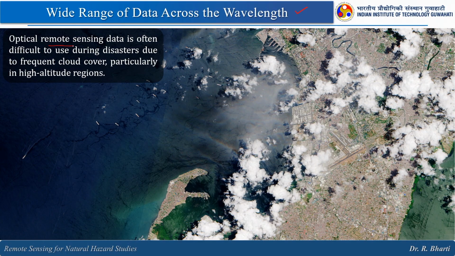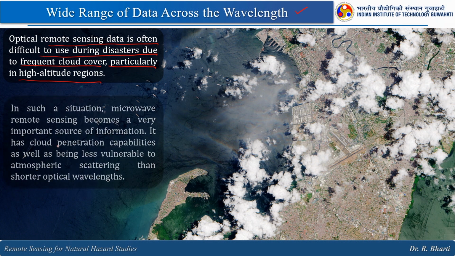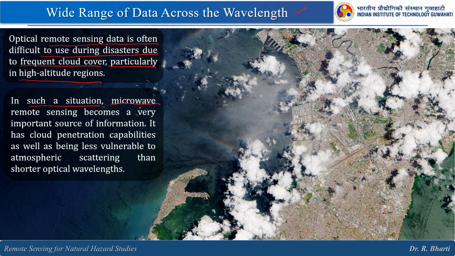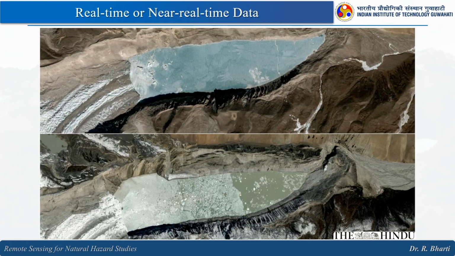So the optical remote sensing data is often difficult to use during a disaster due to frequent cloud cover, particularly in high altitude regions. In such a situation, microwave remote sensing becomes a very important source of information. It has cloud penetration capabilities as well as being less vulnerable to atmospheric scattering than shorter wavelength regions, right. So in higher altitude, it is recommended to use the microwave remote sensing when weather is not good.